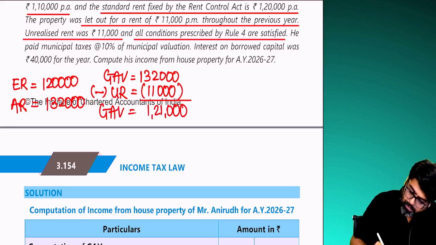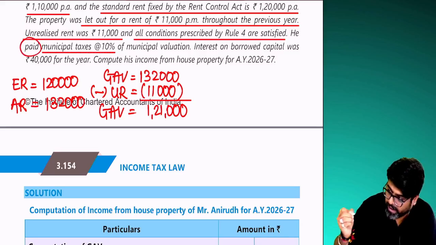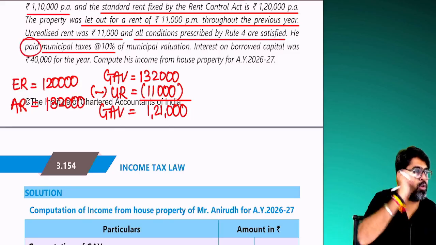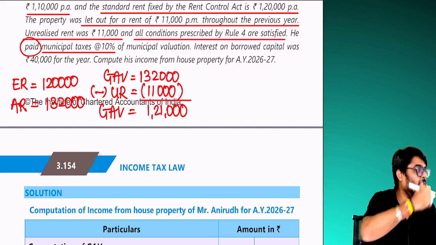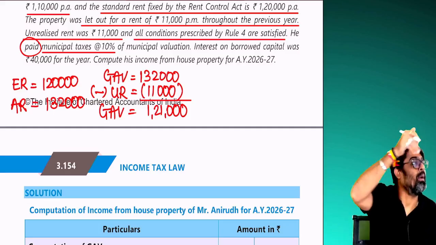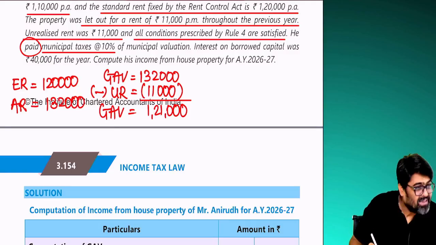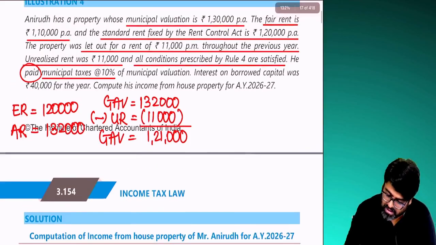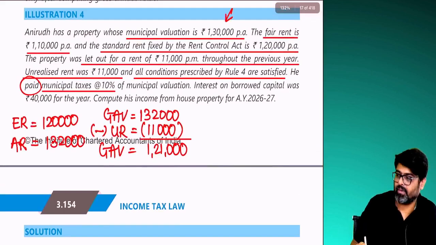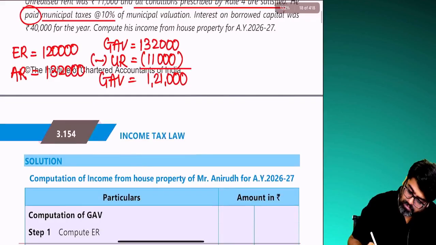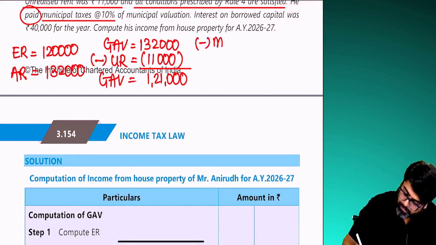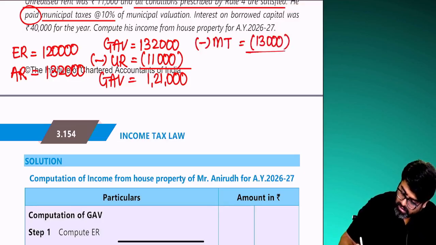Now read further. He paid municipal taxes at the rate of 10%. He means who? Anirudh, who is the owner. Owner paid 10% of what? Sir, municipal value was 1,30,000. 10% of that. So can I say from this GAV minus municipal tax will happen? How much? 13,000. Yes or no? And your NAV will be 1,08,000. Everyone got NAV of 1,08,000.